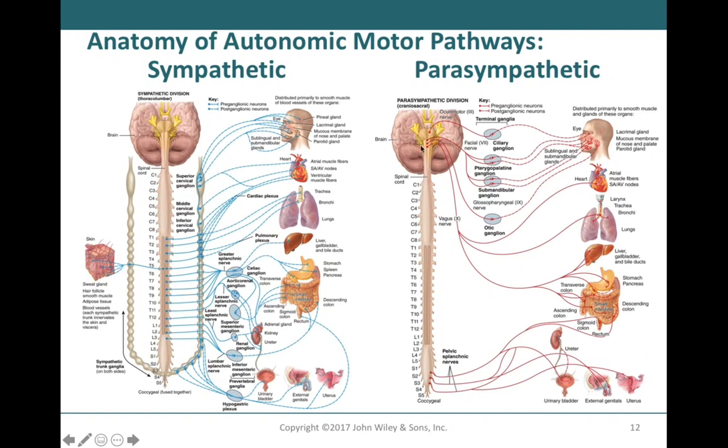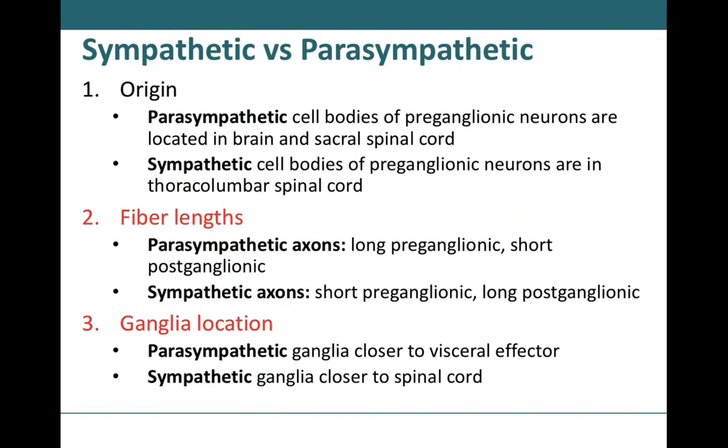Now our parasympathetic neurons are going to originate from the brain and from the sacral spinal cord. So we see these preganglionic neurons branching out from down here and all the way up here. But there's no parasympathetic preganglionic neurons that are originating from the thoracolumbar region. So the origins of the preganglionic neurons of each of these nervous systems will differ. So that's our first major difference between our sympathetic and parasympathetic neurons. The next difference is going to be the fiber length.